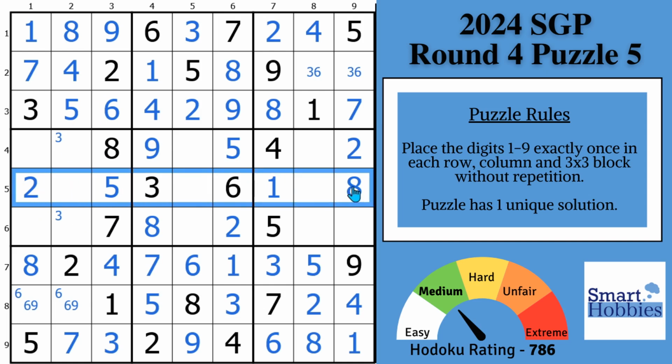Look at the restrictions we created. That's another tip I will give you here. We have 6 digits now in row 5: 1, 2, 3, 5, 6, 8. We need a 4, 7, 9. I'm going to do my neat naked triple trick, a little bonus trick for you here.